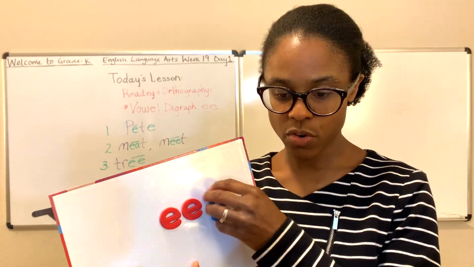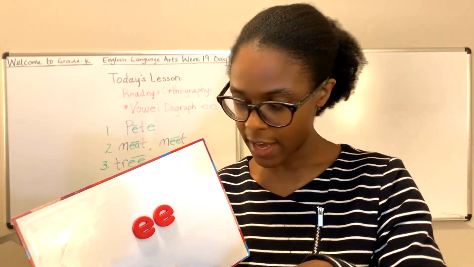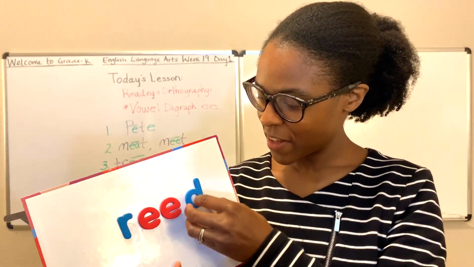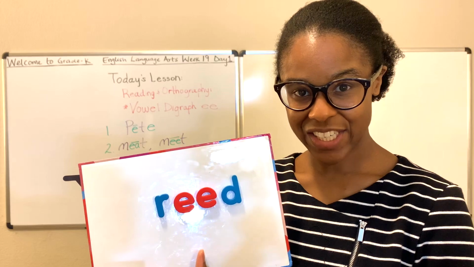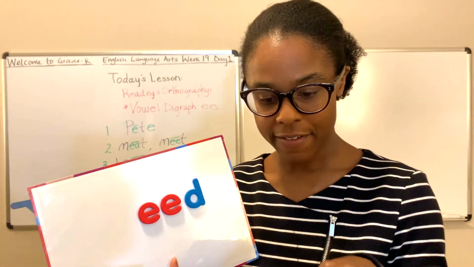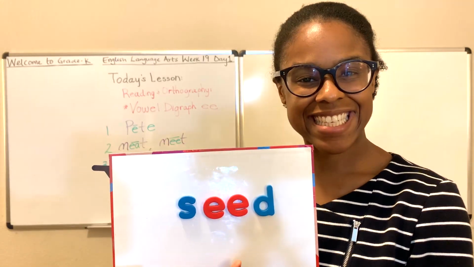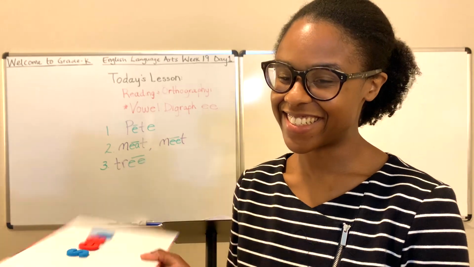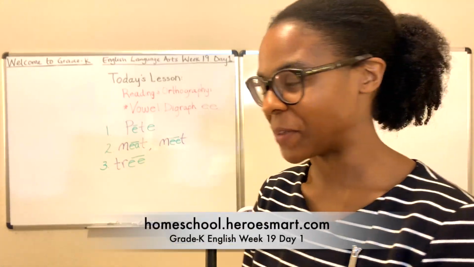Let's try one or two more. We have Reed. There are some people who have the name Reed. Read. This was one of our vocabulary words from much earlier on. And finally, seed. Good job. I knew that would be a breeze for you.